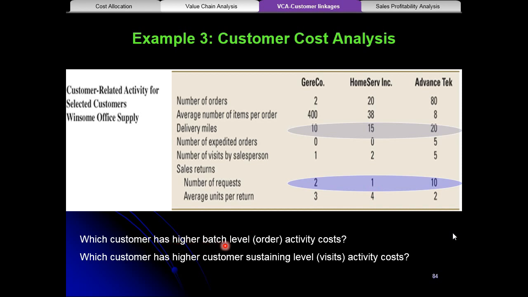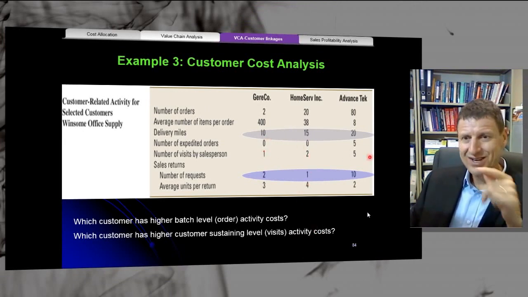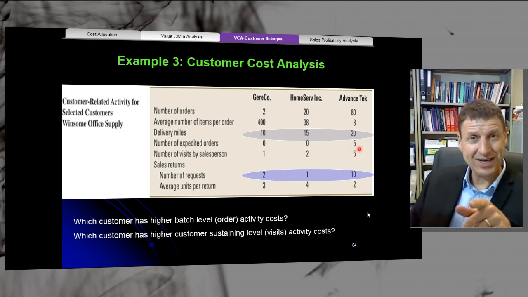Which customer has higher batch level order activity costs? Immediately you can know the answer to that, don't you? Which one is it? Jerry Company, Home Service, or Advanced Tech? Yes, you got it. It is Advanced Tech. You can see the order costs are very, very high here. And delivery. And what about which customer has higher customer sustaining level visits activity costs? Is it Jerry Company, Home Service, or Advanced Tech? Yes, you got it. It's Advanced Tech.